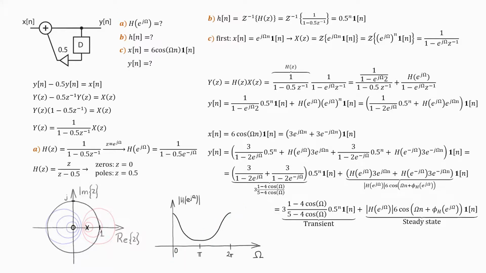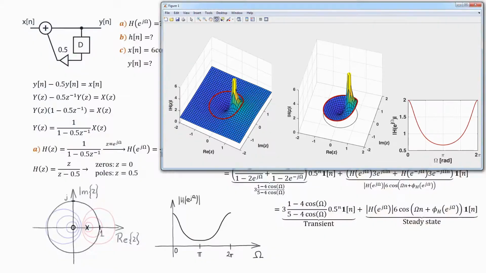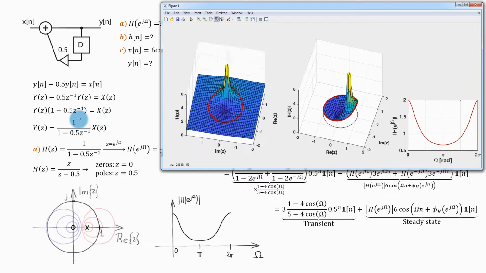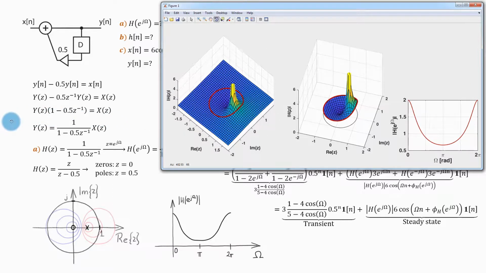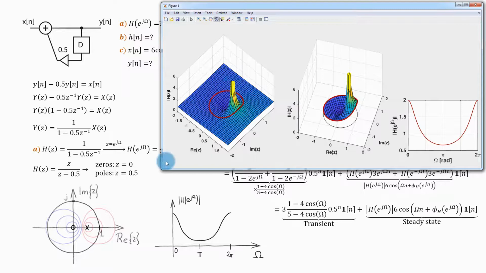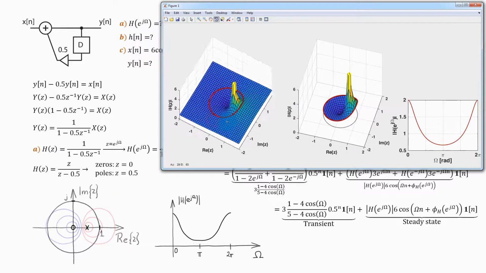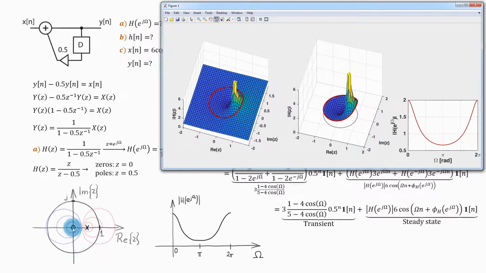Now, if you bothered to plot this in 3D, this is what it would look like. This hill is created by this pole, and this valley is created by this zero. And this red line are the values of the magnitude of the transfer function above the unit circle. And they correspond to my amplitude frequency characteristic.